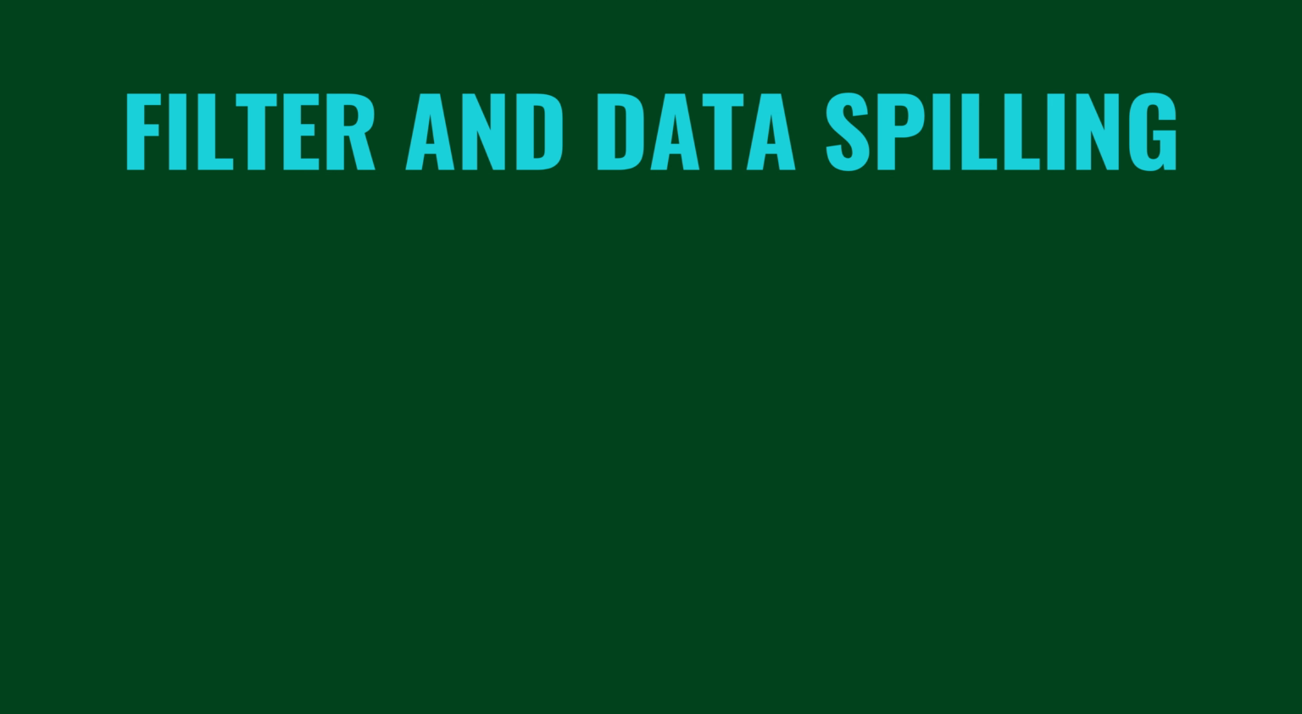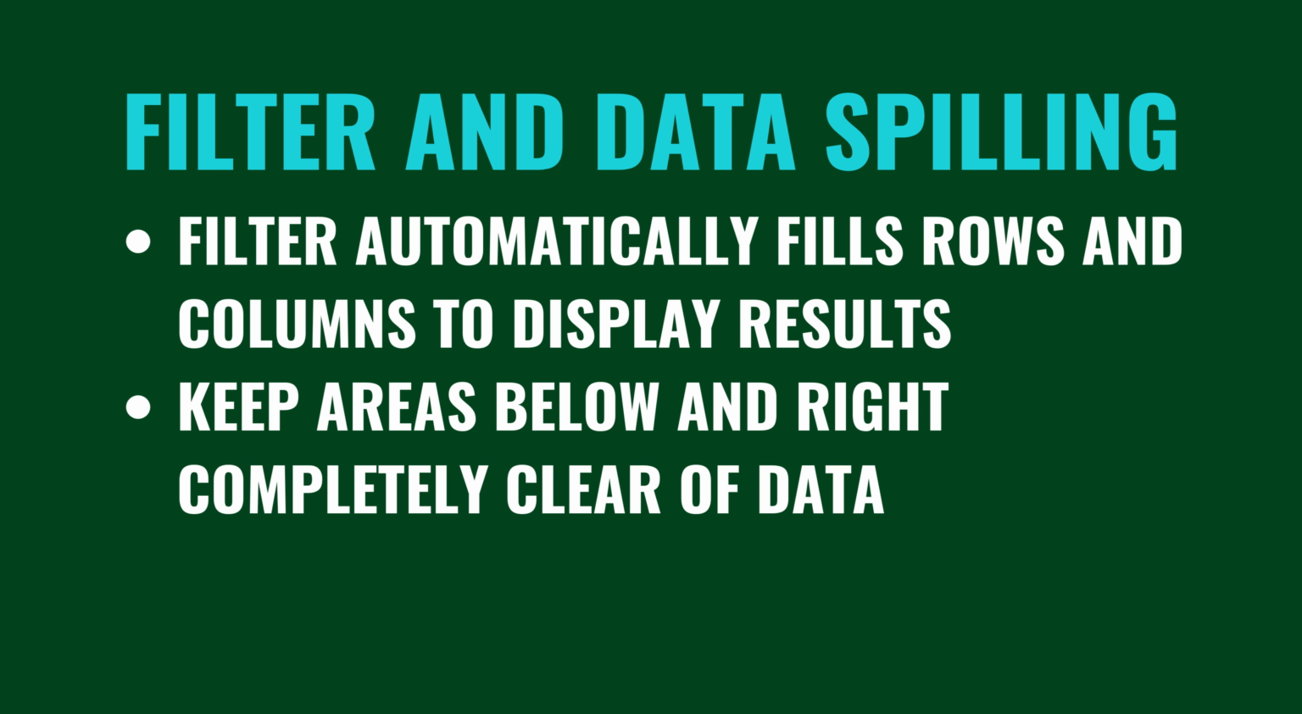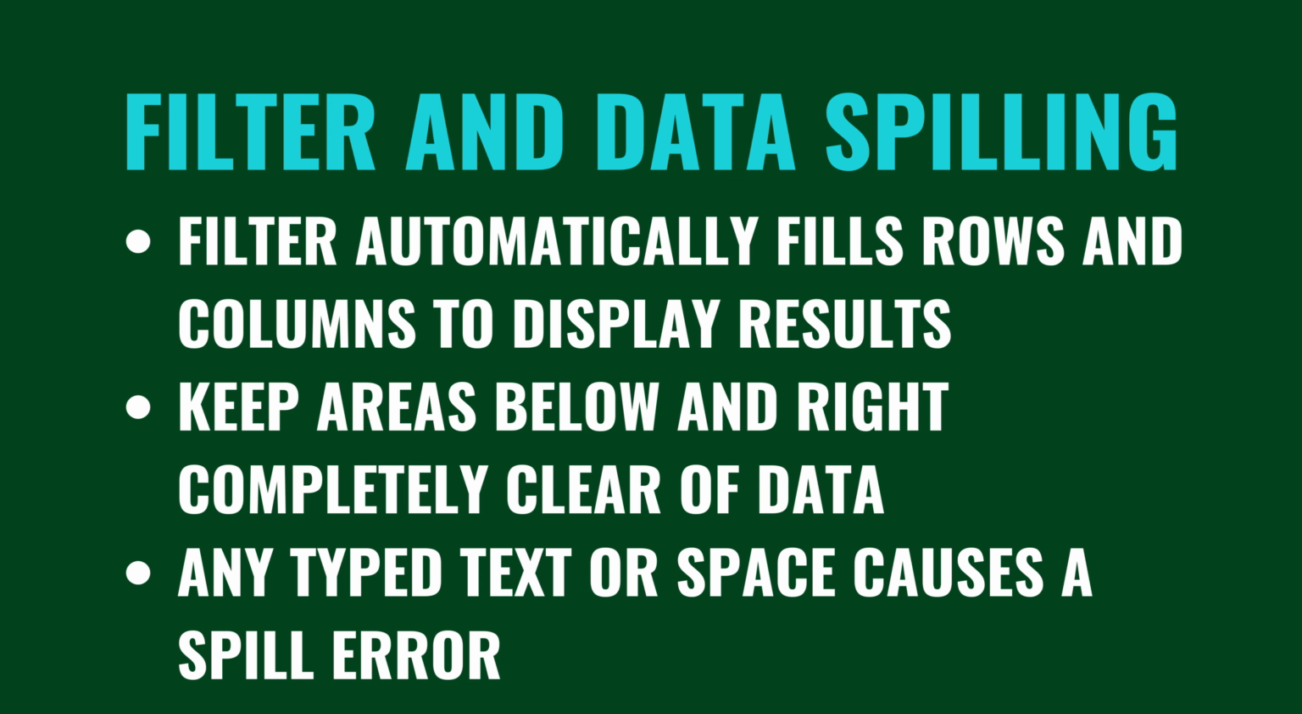Because the filter function is what Excel calls a spilling formula, it automatically fills as many rows and columns as it needs to display your results. You must make sure that the entire area below and to the right of your formula cell is completely clear of other text or tables. If even a single cell in that path contains a typed letter or an accidental space, Excel will block the data from expanding and display a spill error.